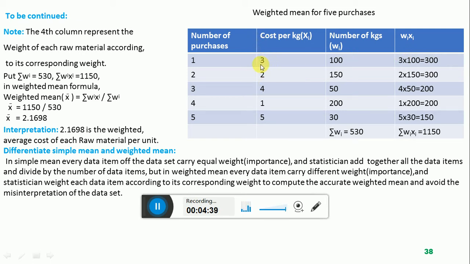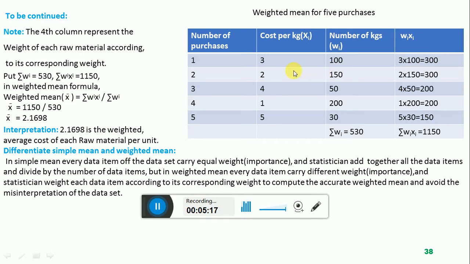The first raw material has a price per kg, or cost per kg, of $3. The weight of the first raw material is 100 kgs. So to weight the first raw material, the first data item, we multiply 3 by 100, as given in the fourth column. 3 multiplied by 100 is equal to 300, and this is the total weight of the first raw material, or you can say the total cost the company has to pay for purchasing 100 kgs of the first raw material.